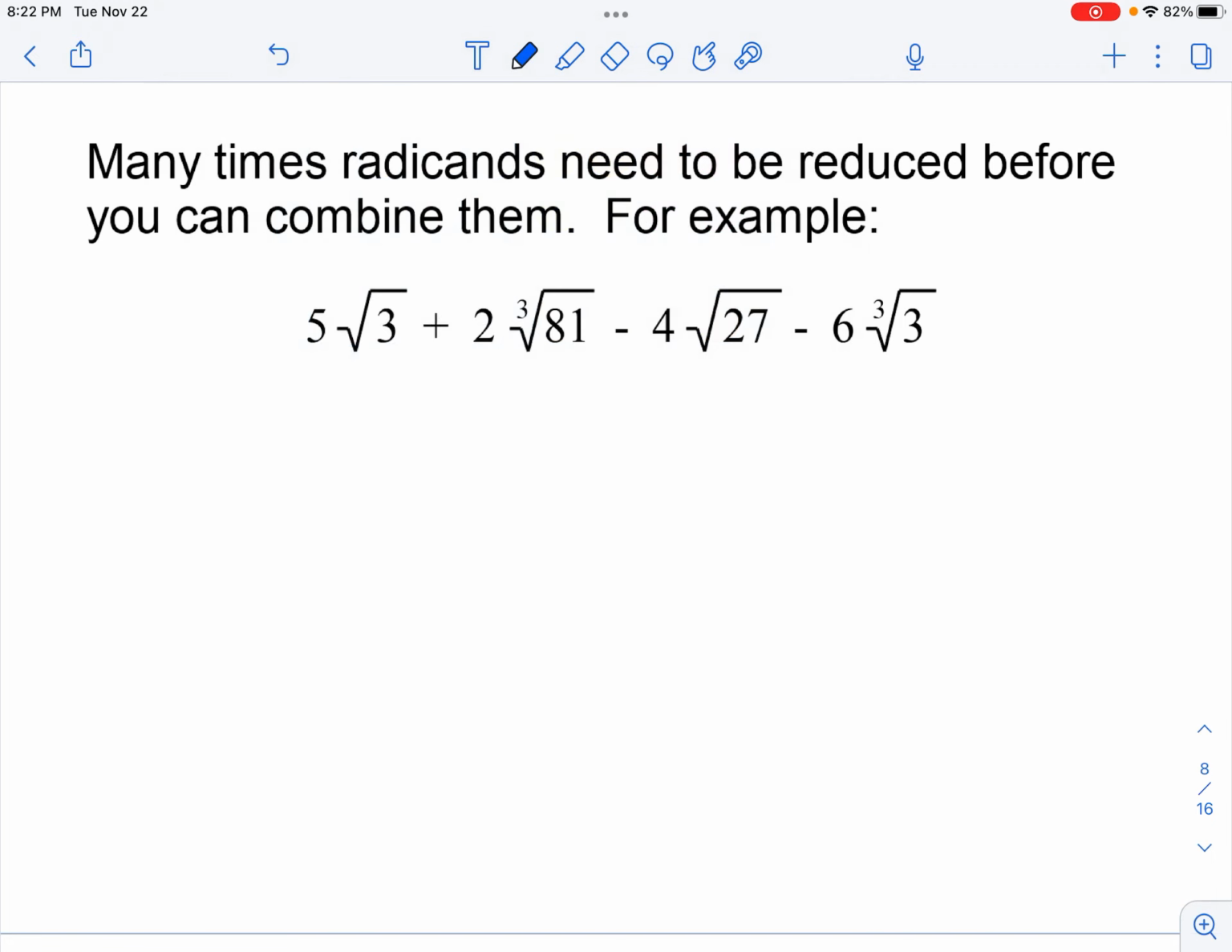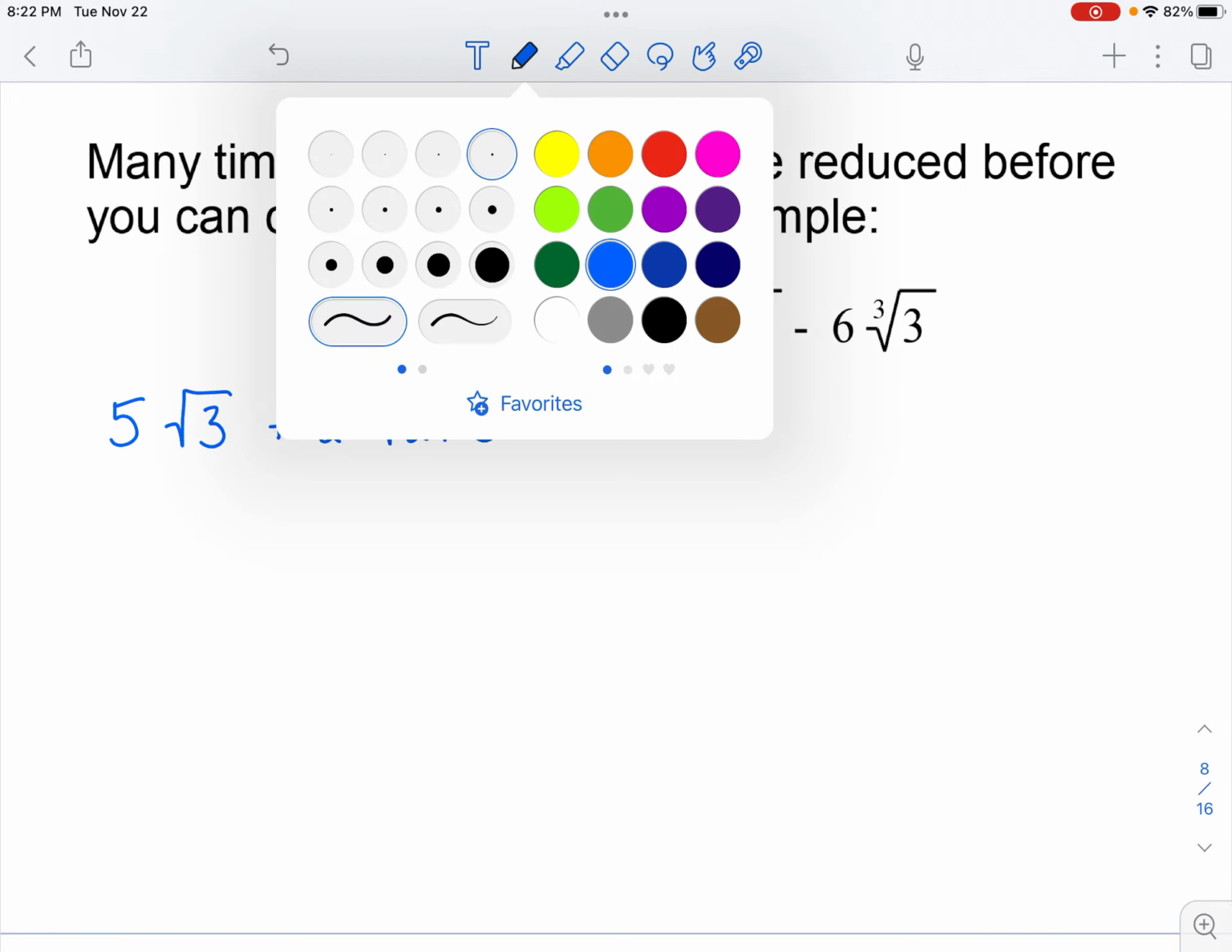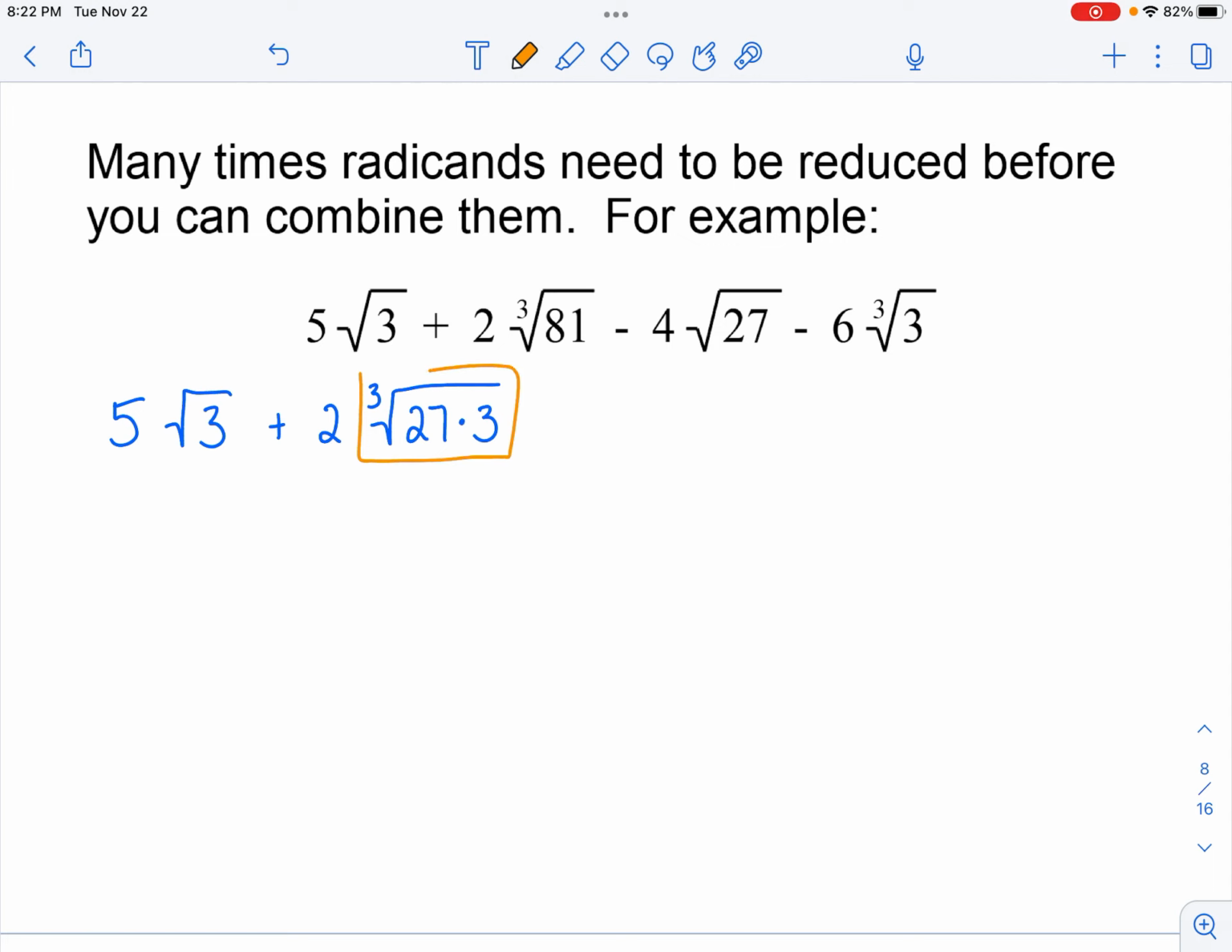5 square root of 3. There are no perfect squares that go into 3, so that's going to stay just a 5 square root of 3. And I've got plus 2 cube root of 81. Well, 81 is 27 times 3, and I'm using 27 because 27 is a perfect cube. So if I look at simplifying that, this part of it becomes a 3 cube root of 3.